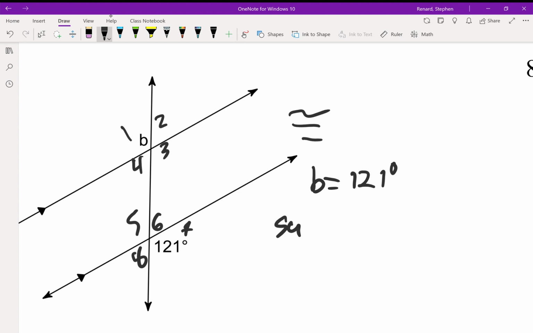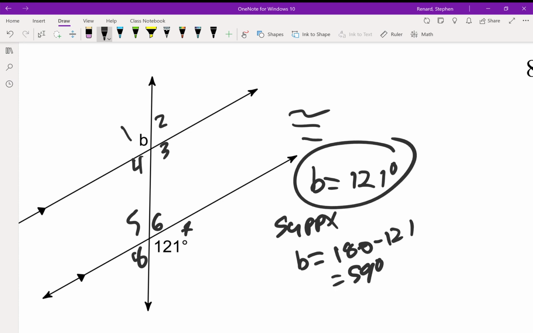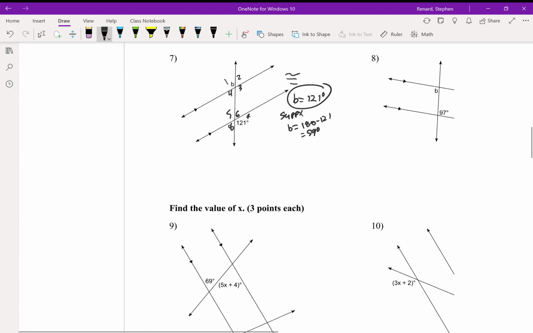When you're dealing with angles caused by a transversal, those are really the only options you have, congruent or supplementary. So here, because they're congruent, we know that B equals 121 degrees. If they were supplementary, which they're not, then B would equal 180 minus 121, which would be 59 degrees. But they are congruent, so we look at 121.